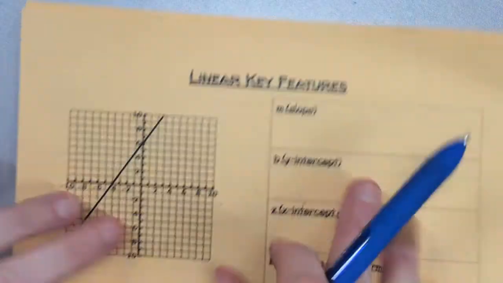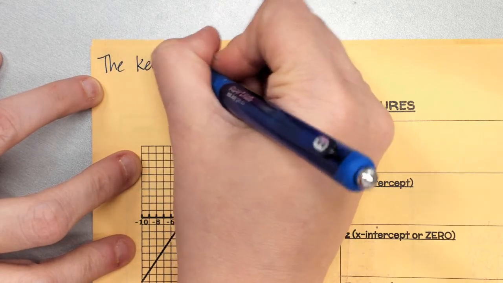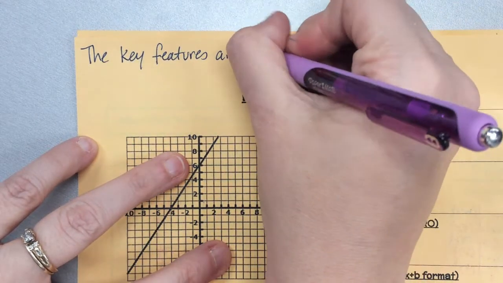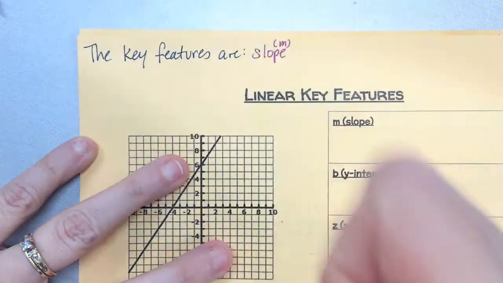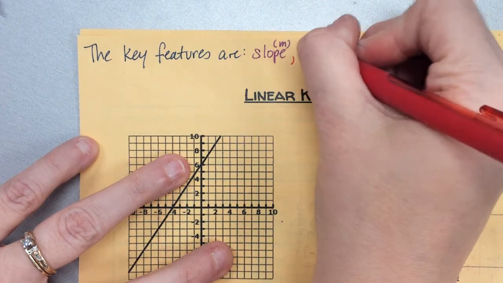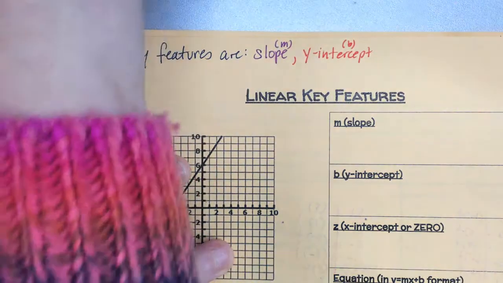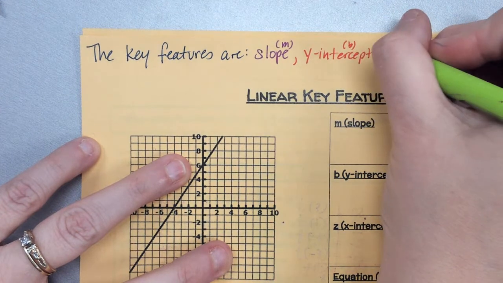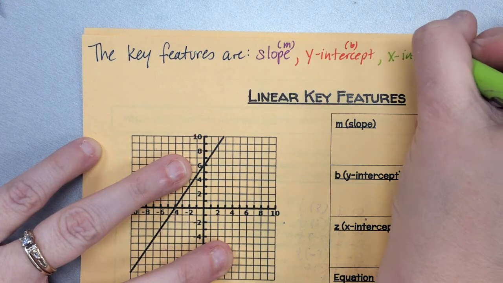All right, so the key features are, okay, the first key feature is slope, which we're going to label M. The y-intercept, which we're going to label B. There should be no surprises so far. Our third key feature is new. It's the x-intercept, which we're going to label Z.